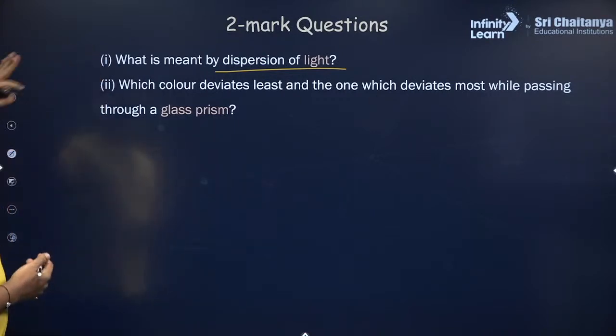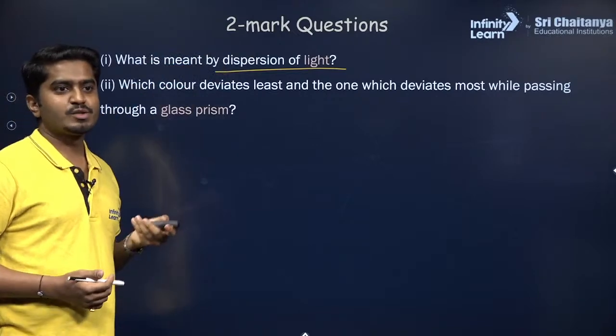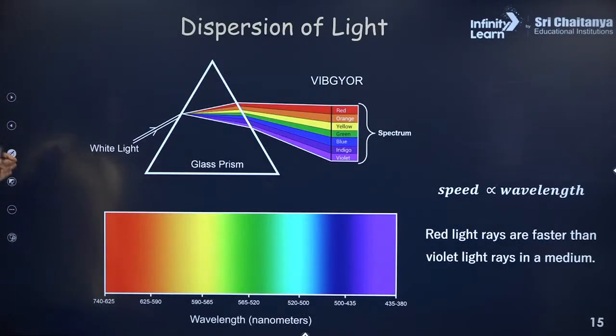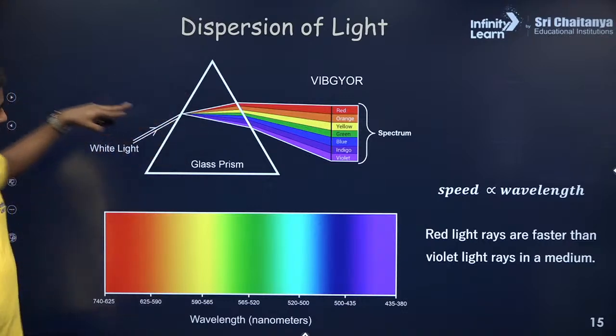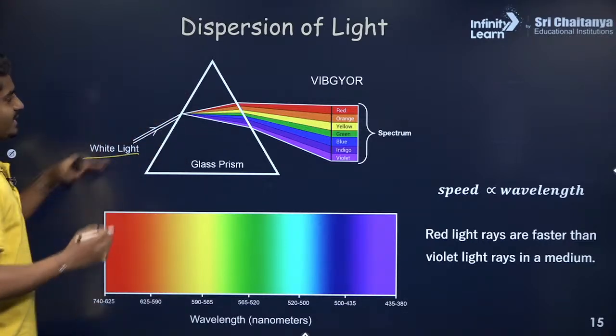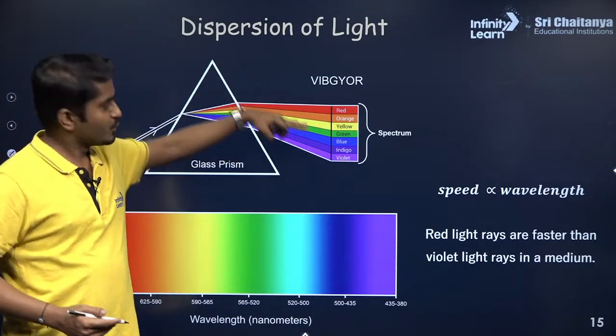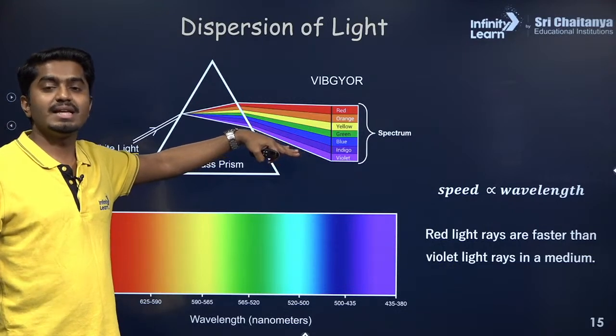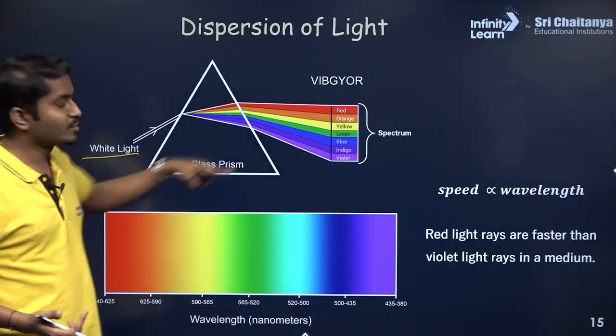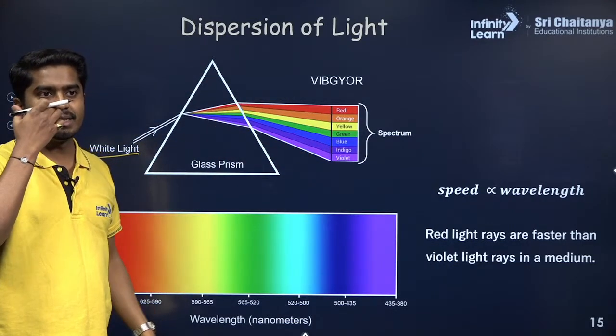Okay, so what is dispersion of light? Let's do that. This is white light. When the white light falls onto the prism, this white light splits into different colors. These are the 7 different colors, the same colors that we see in a rainbow. This is called dispersion of light.